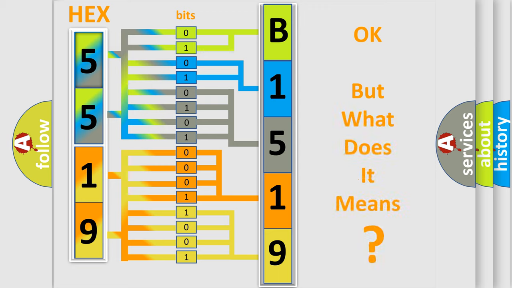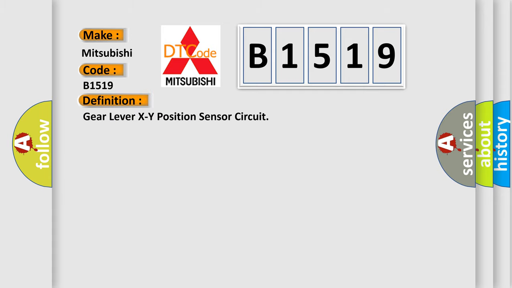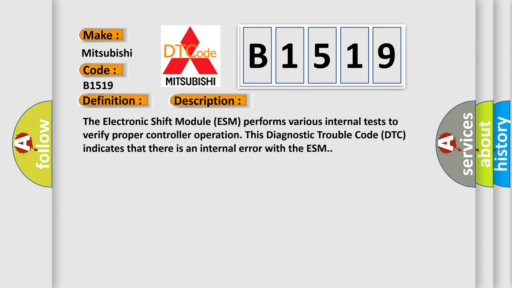The number itself does not make sense to us if we cannot assign information about what it actually expresses. So, what does the Diagnostic Trouble Code B1519 interpret specifically for Mitsubishi car manufacturers? The basic definition is gear lever XY position sensor circuit. And now this is a short description of this DTC code.